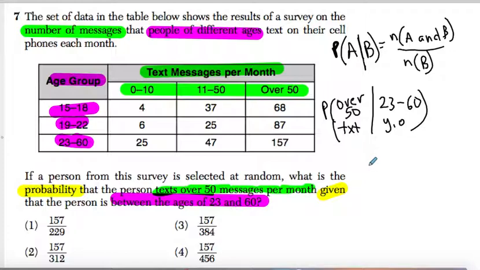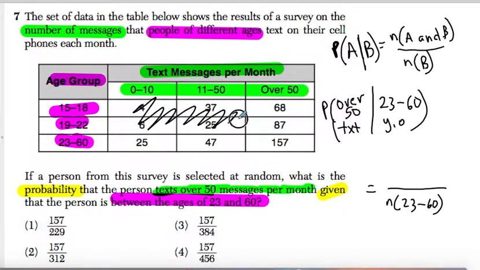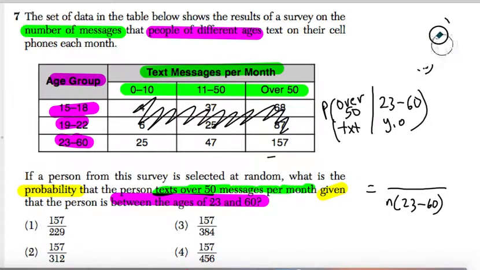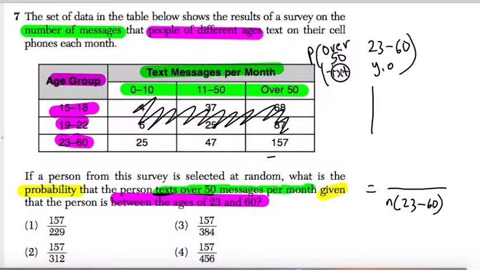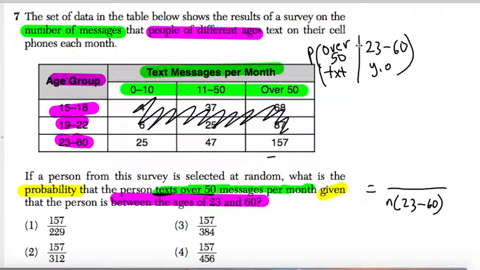So if I use the same rule, right? On the bottom, it said between the ages of 23 and 60, right? So the number of people between 23 and 60 years old is going to go here. So I'm not concerned about anyone in the other age groups. So I'm going to add these three values, right? Now pause the video if you need to. I'm going to erase this so that I have more room. And again, this right here means given.